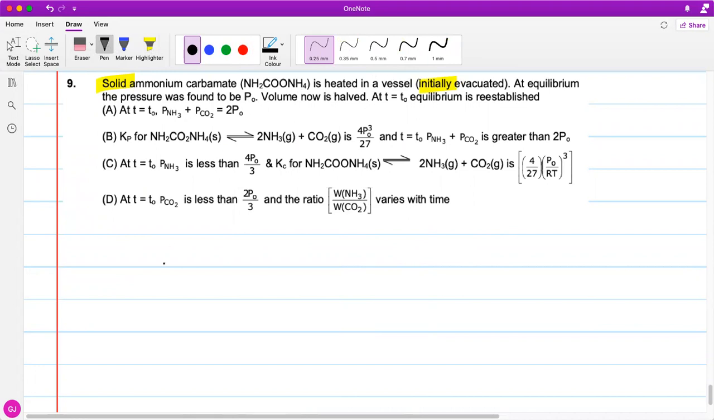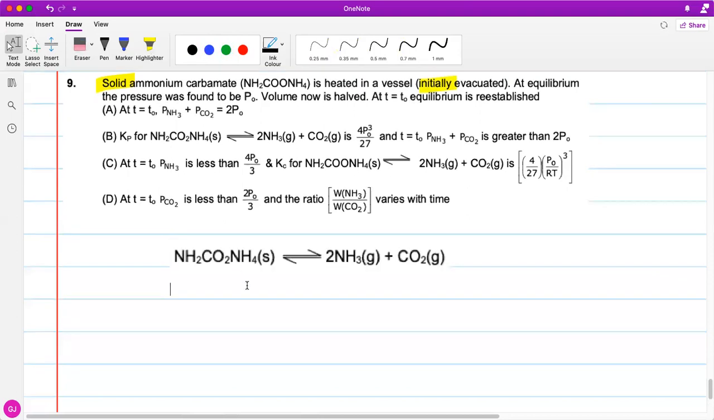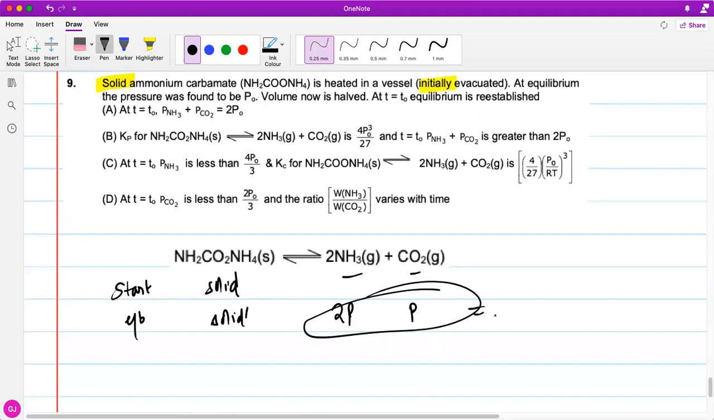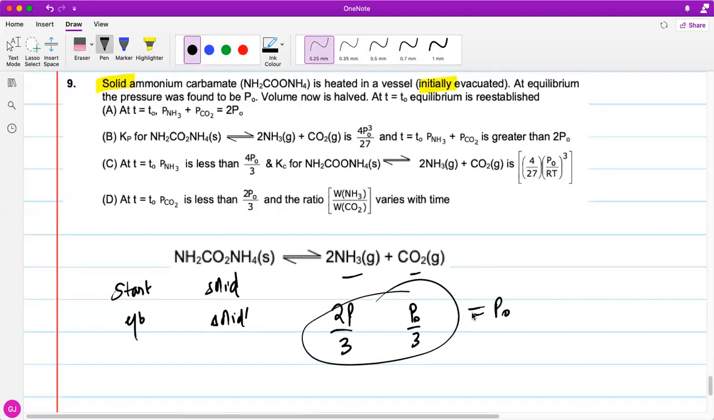Okay, so let me find out the reaction. Here, the option comes of help to me, right? This is my reaction. Let me take some help. Now, let's analyze this reaction. This is solid, as we can clearly see. And at equilibrium, this will be some solid, we don't care. This will be 2P and this will be P, correct? And in fact, the total pressure is given as P naught. That means this will be P naught upon 3 and this will be 2 P naught upon 3, right? Because it is mentioned that the total pressure is P naught.